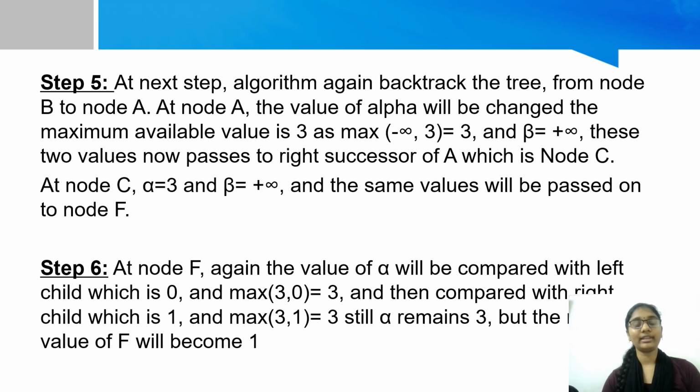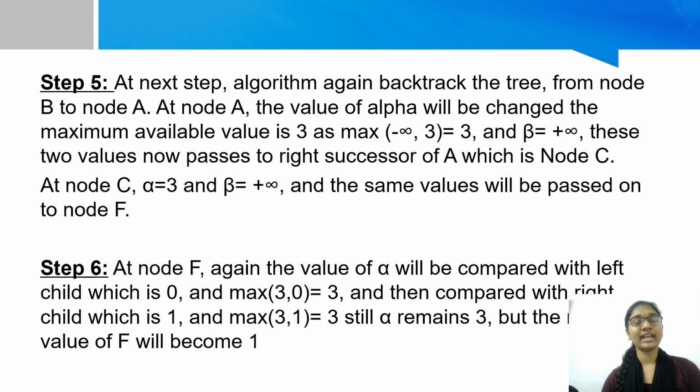At node A, the value of alpha will be changed. The maximum available value is 3, as max of minus infinity comma 3 is equal to 3, and beta is equal to plus infinity. These two values now pass to the right successor of A, which is node C. At node C, alpha is equal to 3 and beta is equal to plus infinity, and the same values will be passed on to node F.